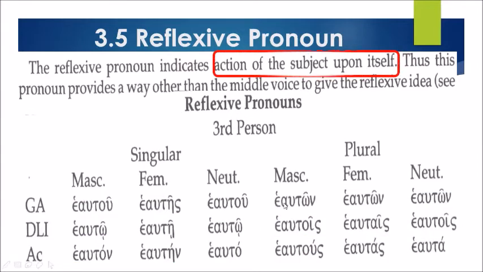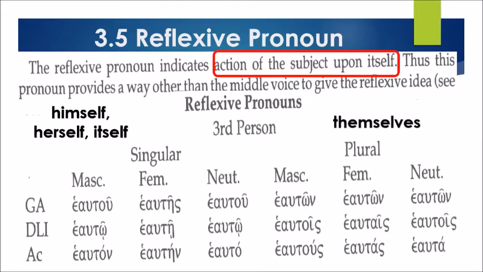The third person pronoun, this time, the masculine, feminine, and the neuter have different forms altogether. It means himself for the masculine, herself for the feminine, itself for the neuter singular, and for the plural, it is all consolidated as themselves.